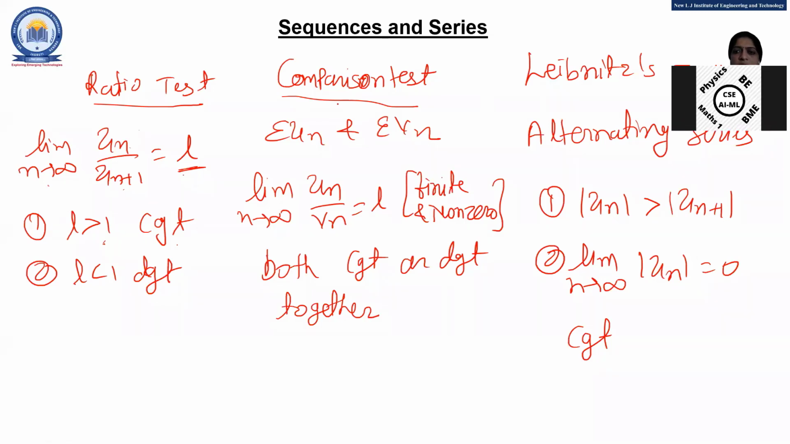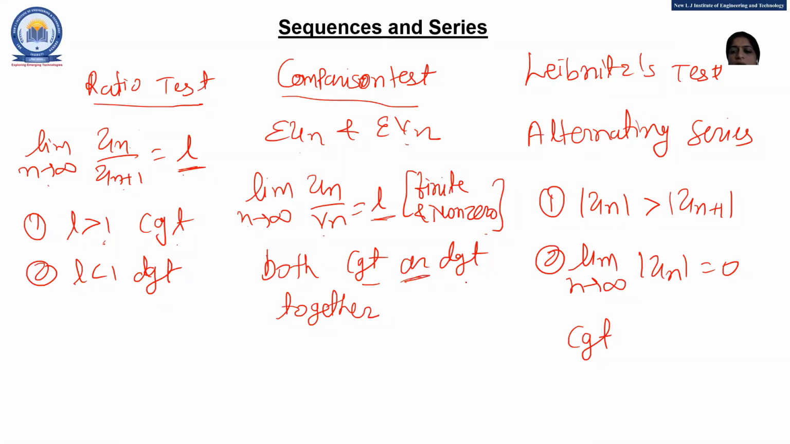The other test is the comparison test. Suppose we have two different positive term series un and vn. If limit n tends to infinity, un upon vn equals L, where L is finite and non-zero, then both the series converge or diverge together. This is the rule of the comparison test.